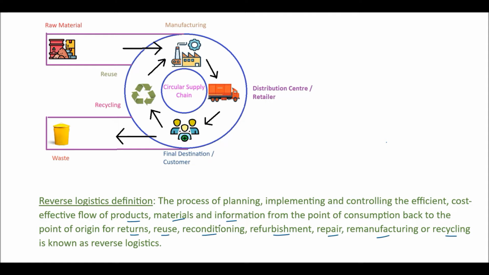So basically, the whole logistics to bring back the product, material and information from the customer back into different points in the supply chain, because each of these things, returns, reuse, reconditioning, refurbishment, etc., happens at different points within the supply chain. So that is known as reverse logistics. Now let's get into the details of a reverse logistics flow in a typical supply chain.